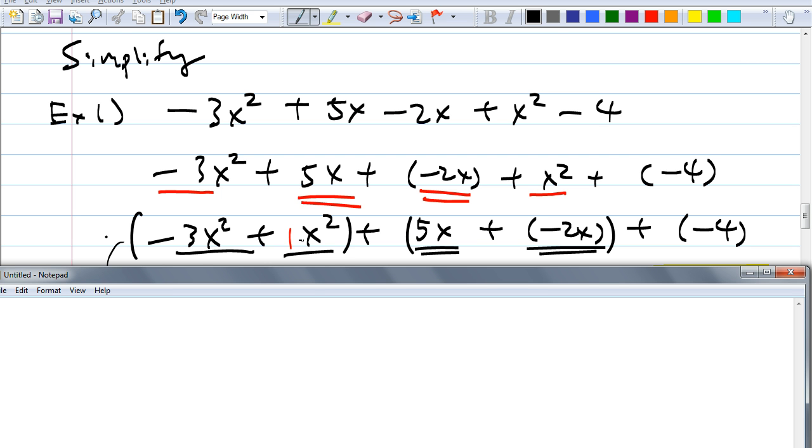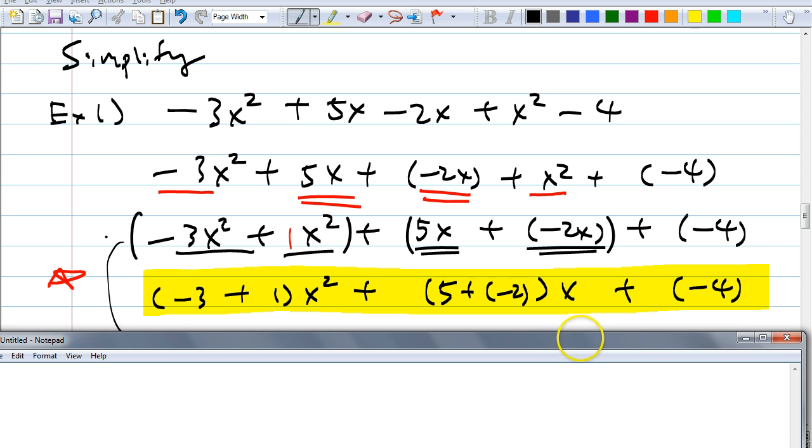Isn't that right? Now, look what I did, though. I did this. Where did I get that step from? By the way, you don't have to write this step, but I want you to know where I'm getting this from. Where's that coming from? What property am I using here? I got negative 3 plus 1 in parentheses times x squared plus 5 plus negative 2 in parentheses times x plus negative 4. Where did I get that from? Samira, what do you think? Where is this step coming from? Yeah, I'm using the distributive property backwards.